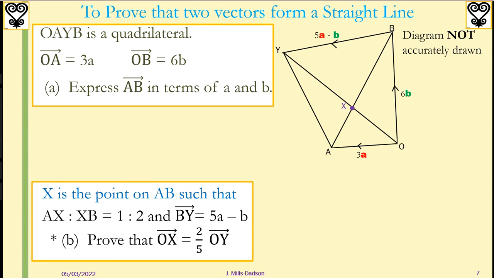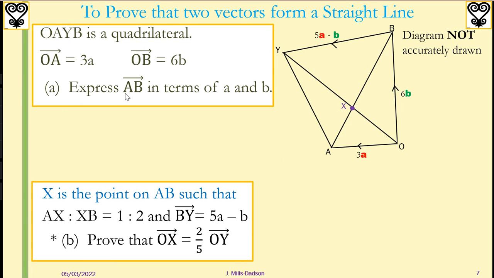Okay, our last question on proving that 2 vectors are straight line is this. So we have OAYB is a quadrilateral, and our vectors are already given, directions also given to us. Always check that. If it is not, go by the question one by one, do your arrows and put down your vectors.